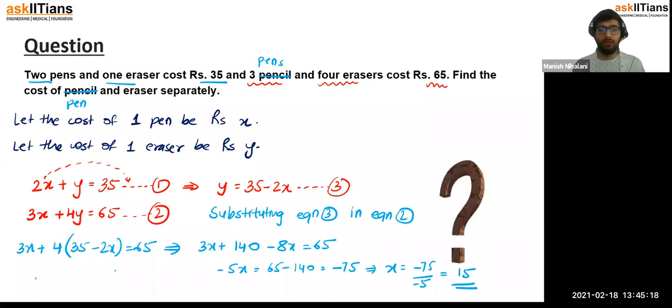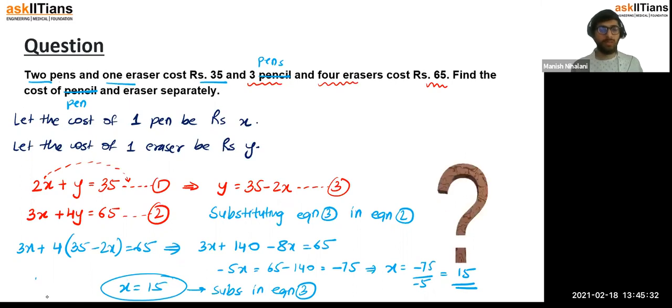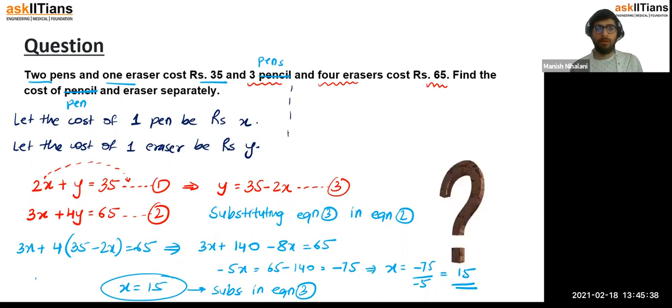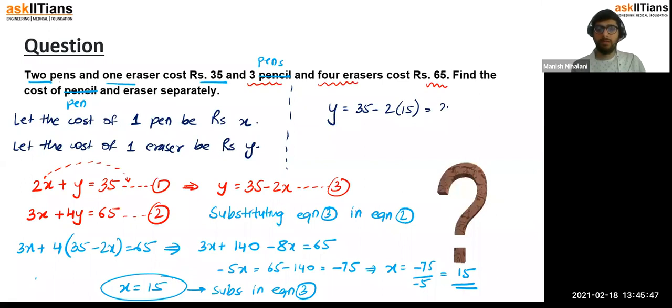Now how do you get the value of y? So you would say substituting x is equal to 15 in equation 3, because equation 3 will directly give you the value of y. So in that case we can say that y is equal to 35 minus 2 into 15, that is 35 minus 30, that is just rupees 5, which means the cost of eraser is rupees 5 each. I hope you all understood how to solve two equations in two variables.